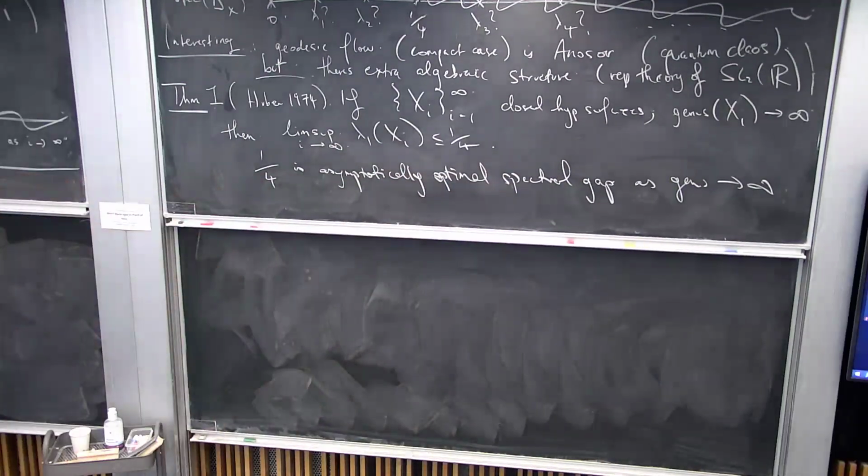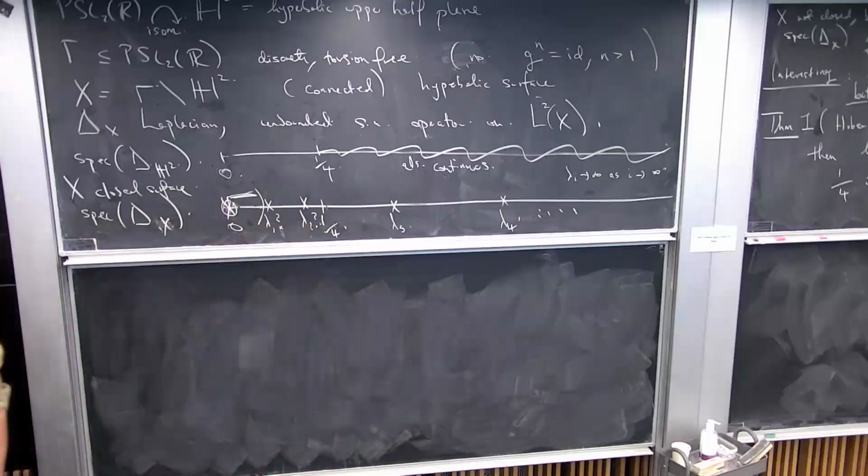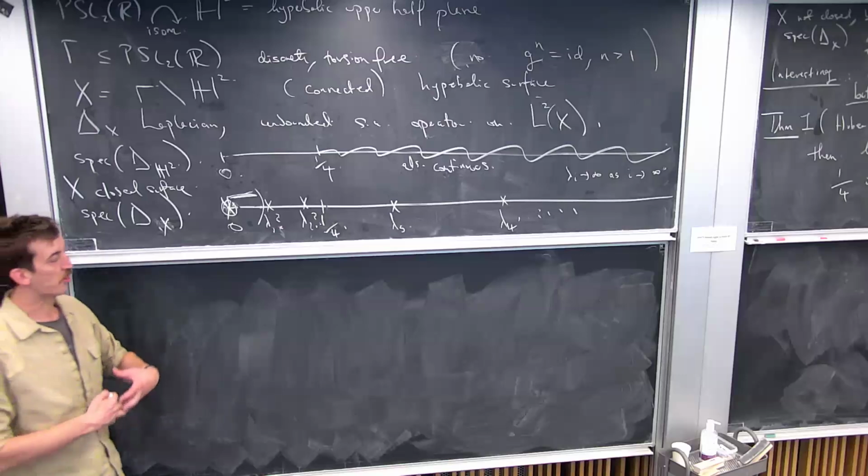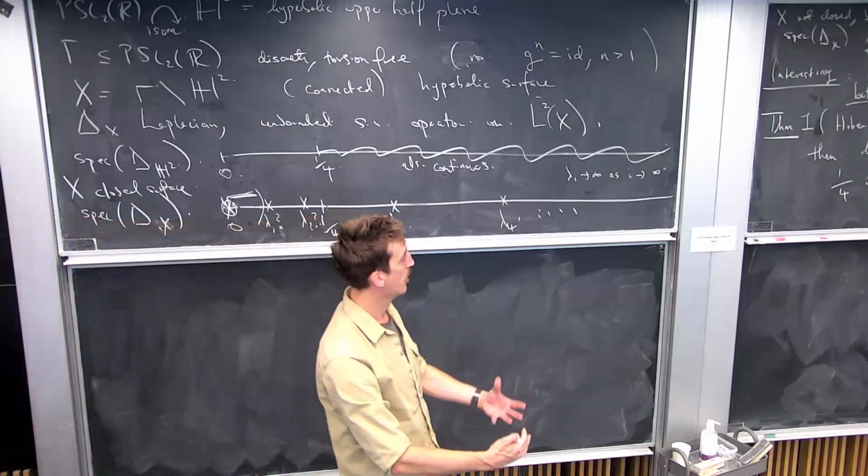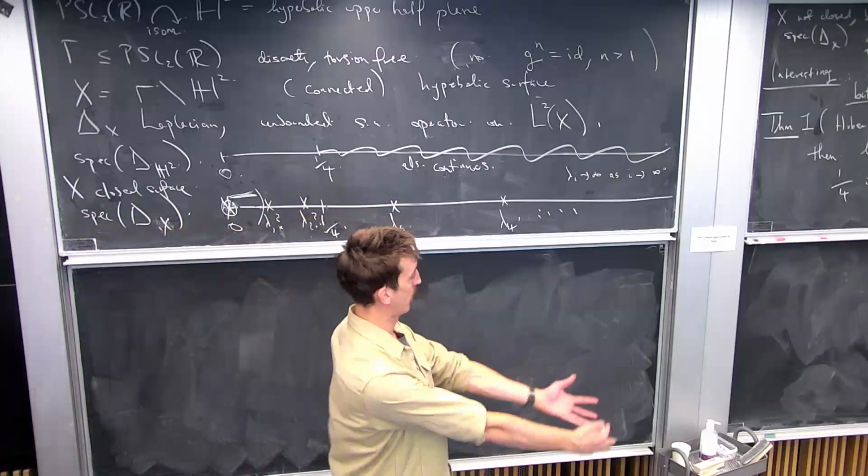Okay, there's lots of this story that I'm passing over. There's a rich history of studying spectral gaps of hyperbolic surfaces coming from number theory that I'm not talking about. Let's just take this as a starting point that says there's a limit on what you can achieve with a spectral gap, and let's ask if it can be saturated.